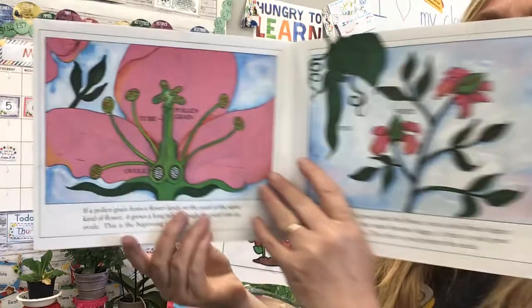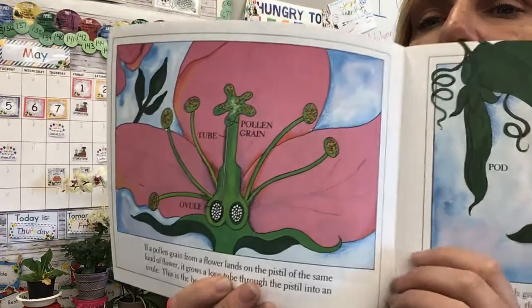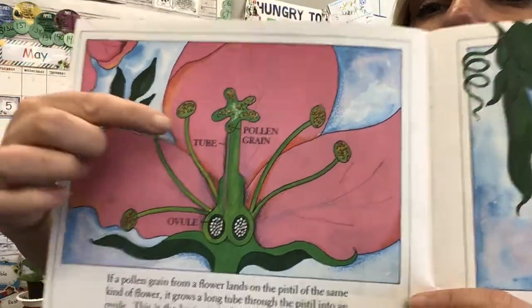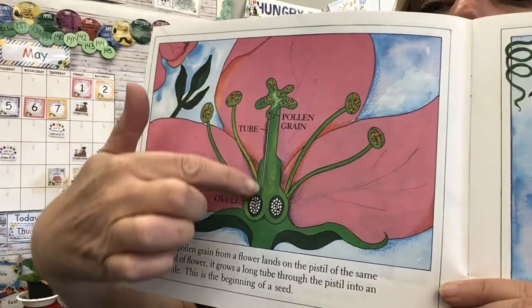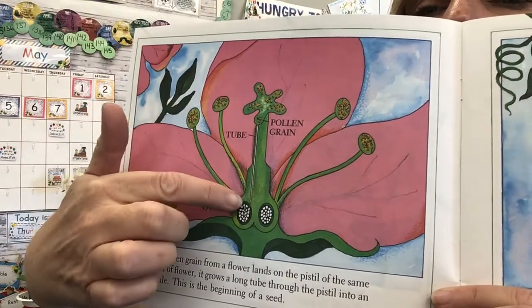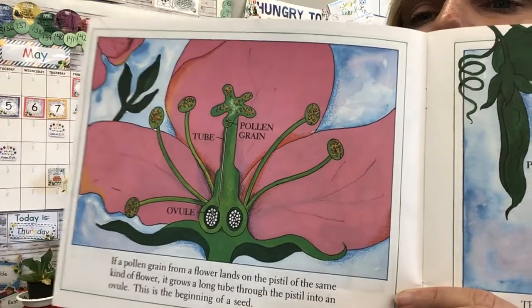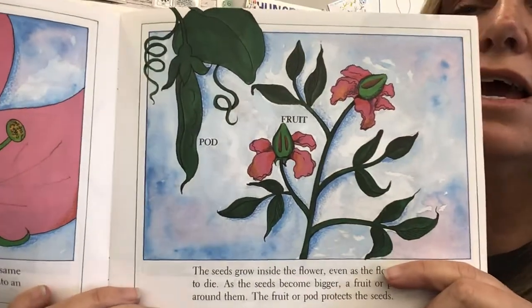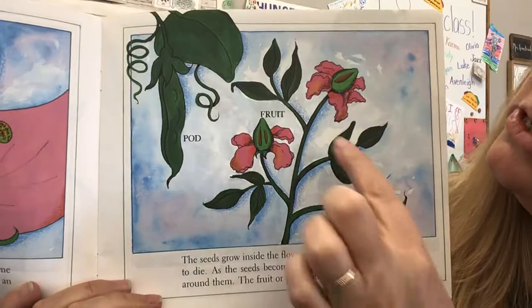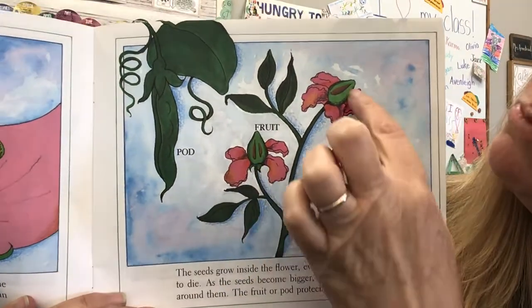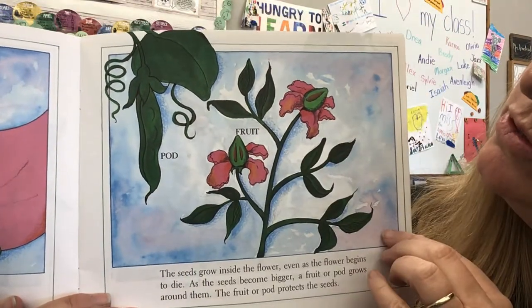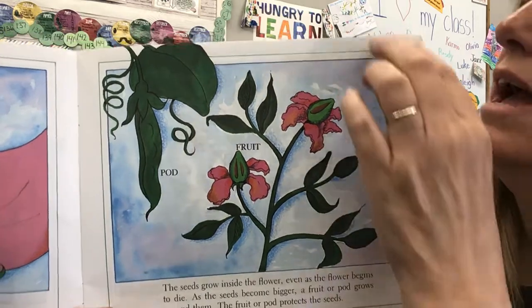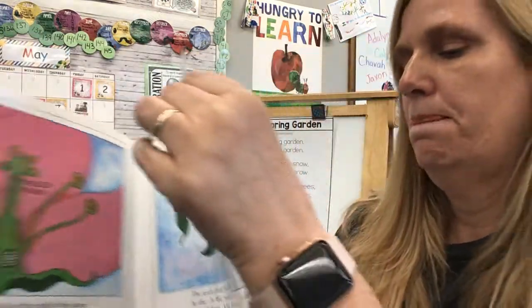So on this picture right there, you can see that white strand going down there. That's because the pollen is going into the ovule to make seeds. And then, see how God has made protection for those seeds by having fruit go around it.